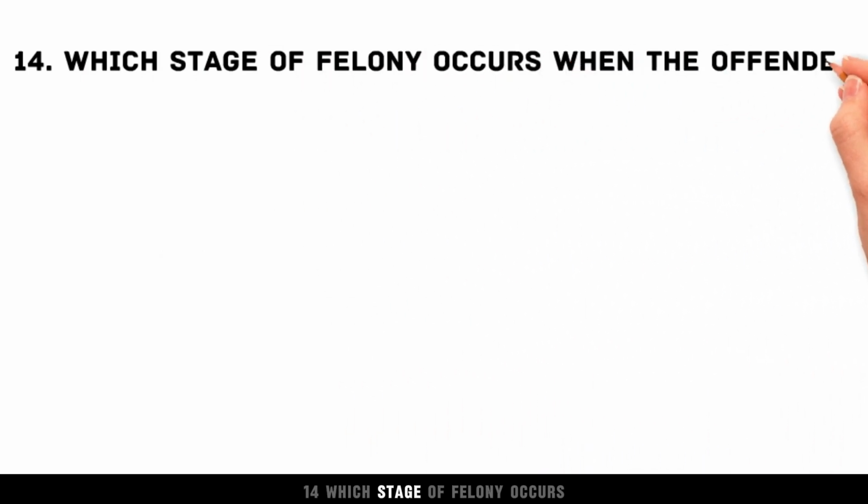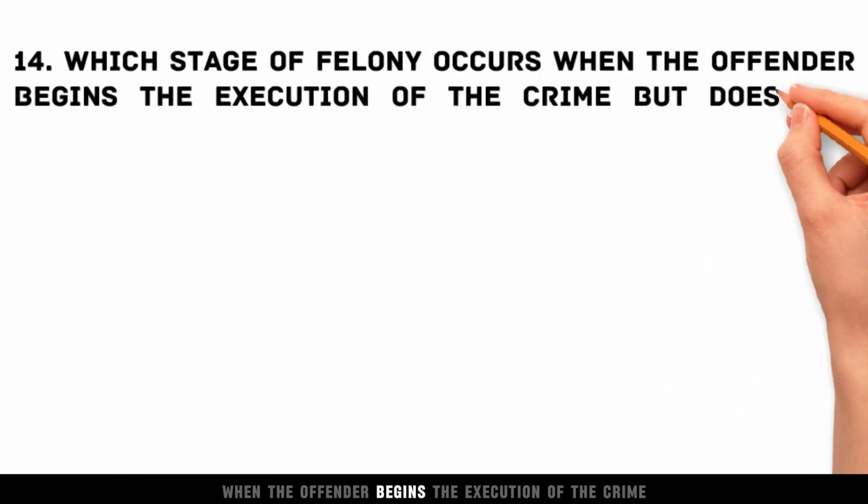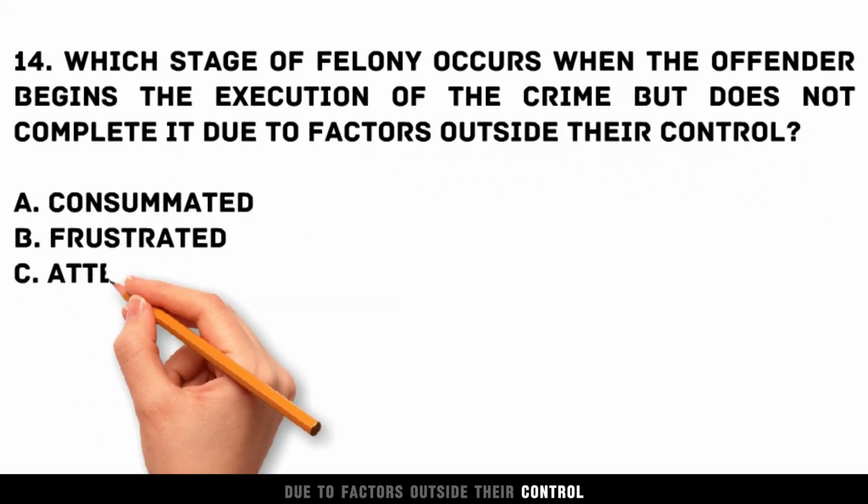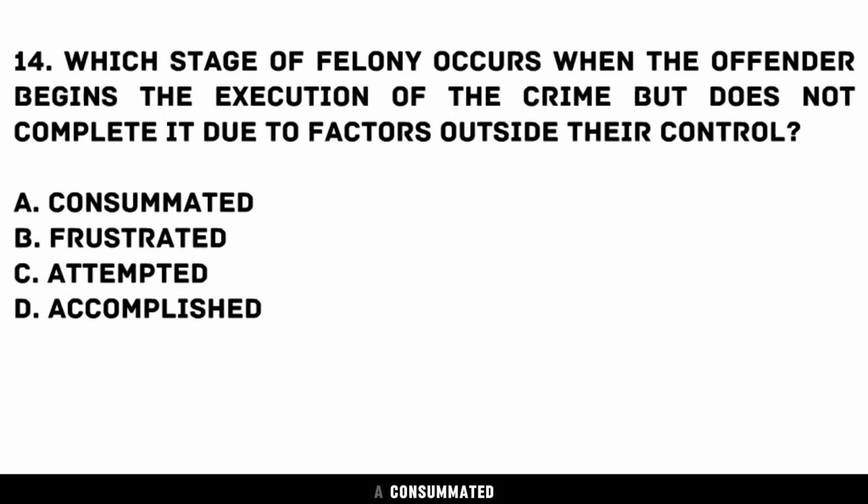14. Which stage of felony occurs when the offender begins the execution of the crime but does not complete it due to factors outside their control? A. Consummated. B. Frustrated. C. Attempted. D. Accomplished.